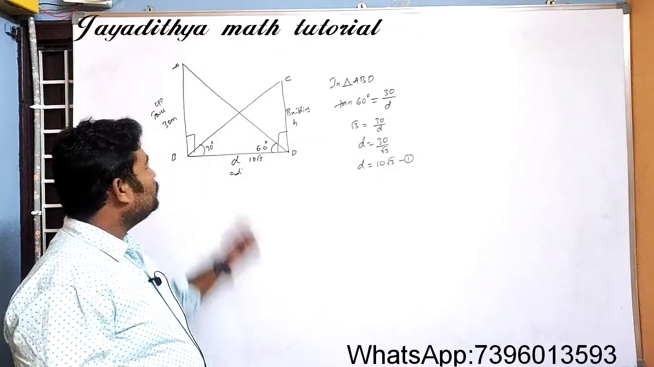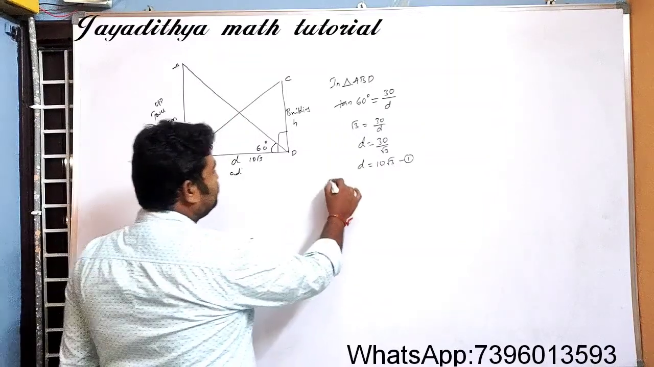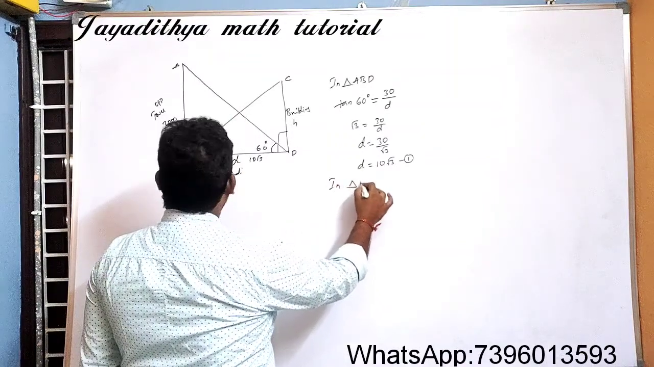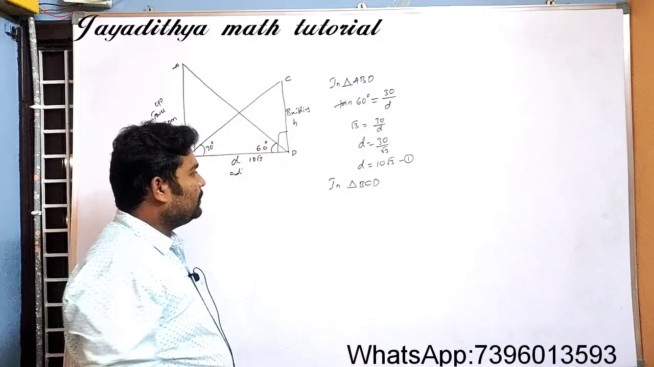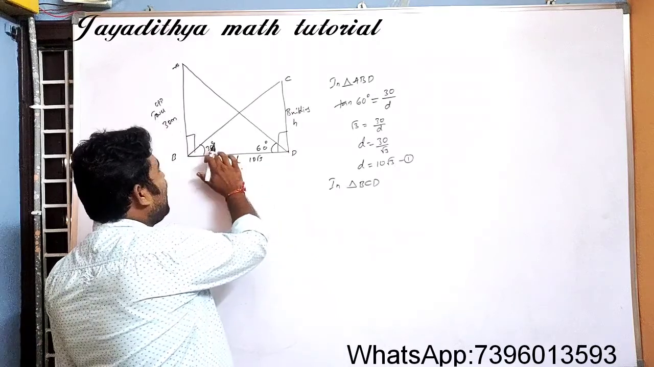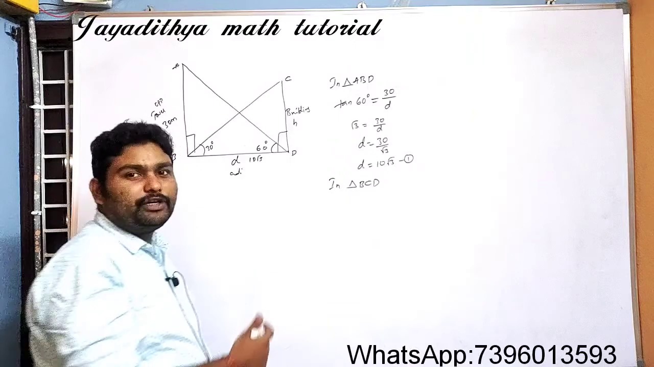Now what you need to do? You need to apply the trigonometric ratio for the other triangle, that is in triangle BCD. Here also we have an angle of 30 degrees, and this is opposite and this is adjacent. So what ratio do you need to take again?